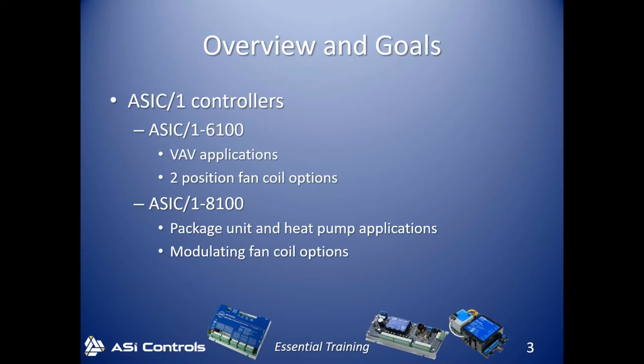There's two basic families of the ASIC 1s. There's the 6100 family, which is intended for VAV applications, and then there's the 8100 family that is intended for constant volume rooftop applications. There are some limited fan coil options in both controllers. I don't think fan coil is a big part of what our customers tend to do, so I don't spend a lot of time on it. But the 6100 you can see there works better for 2-position fan coils than just fully open, fully closed valves. The 8100 works better if you need to do modulating chill water and or hot water valve.